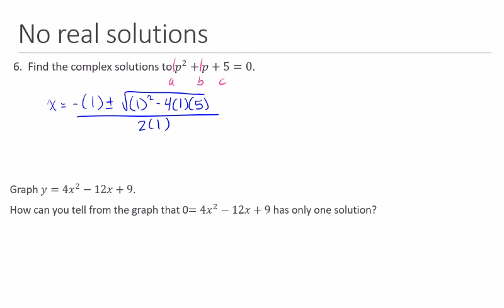All right, so we get negative 1 plus or minus. If we plug this into our calculator, we would get 1 minus 20, which is negative 19, right? All over 2. Okay, so we just learned about how to simplify something like this, right? It's not real when we have a square root of a negative, but we can pop an i out, right? So we pop an i out and we get negative 1 plus or minus i root 19. 19's prime, so we can't simplify that, all over 2. And that's our final answer.